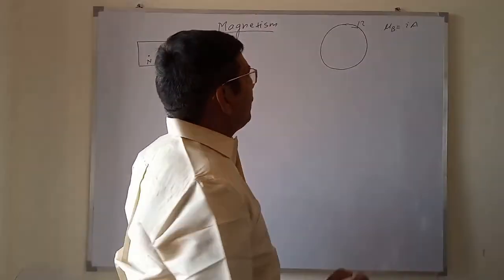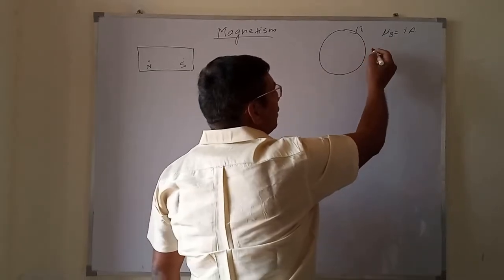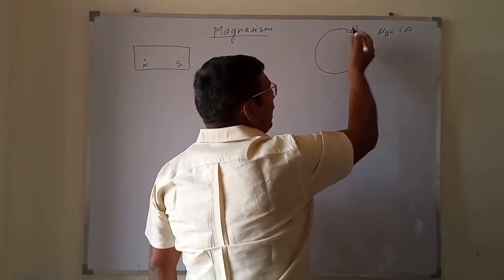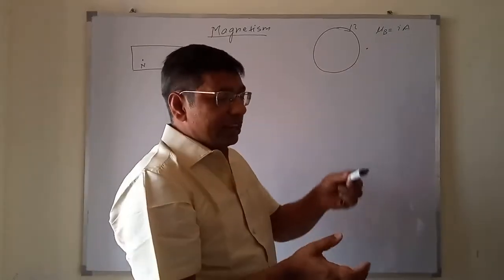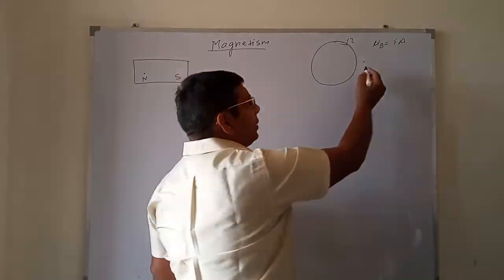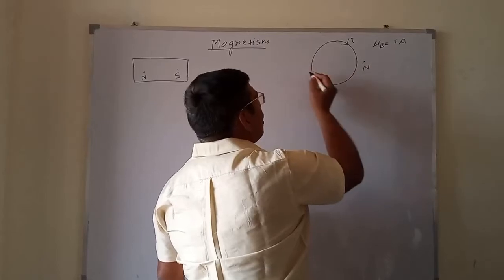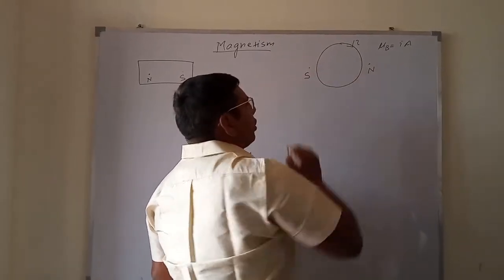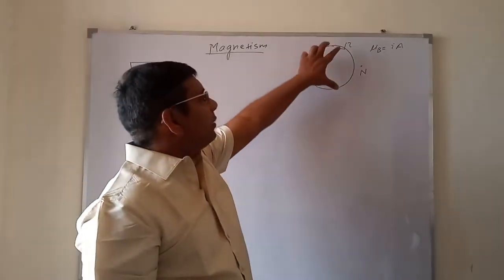So what is the magnetic field? We know that it will be like this way. If the current is flowing like this, the magnetic field will be like this way. So this one will be the equivalent north pole, and this one is the south pole. So we can replace this.